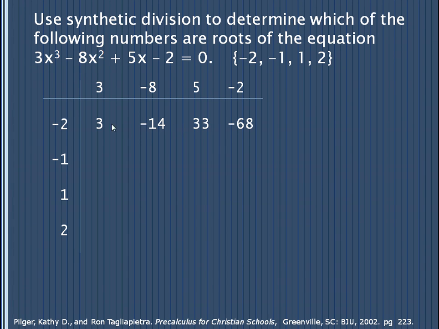Let's try negative 1. We're going to bring down the 3, multiply, and then add. So negative 1 times 3 is negative 3, plus negative 8 is negative 11. Negative 1 times negative 11 is 11, plus 5 is 16. Negative 1 times 16 is negative 16, plus negative 2 is negative 18. Still not 0, so negative 1 is not a root. We're getting closer, though. This was way down at negative 68. Now we have negative 18. We're moving our way up.